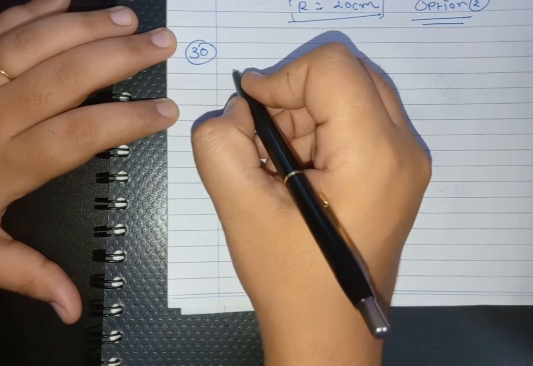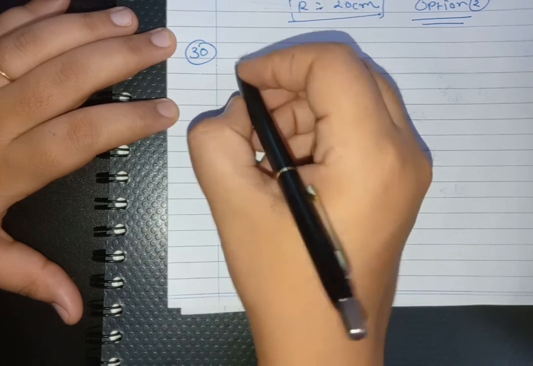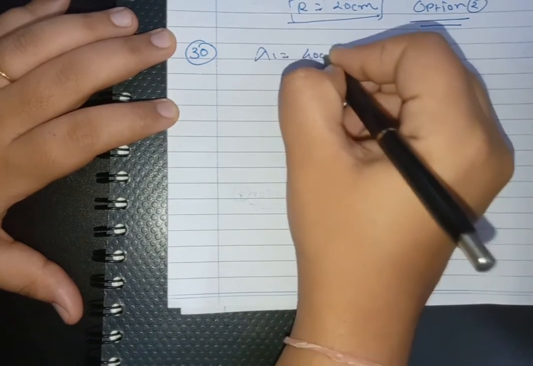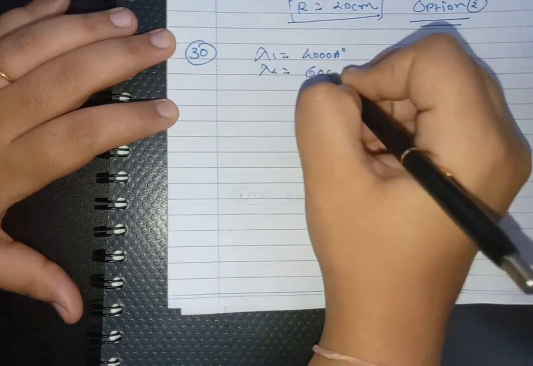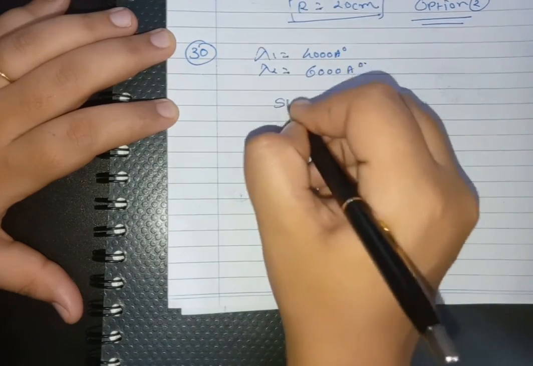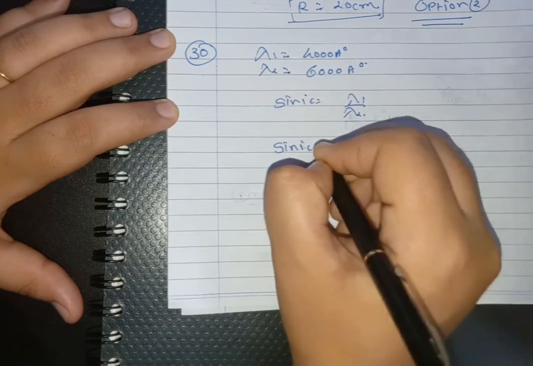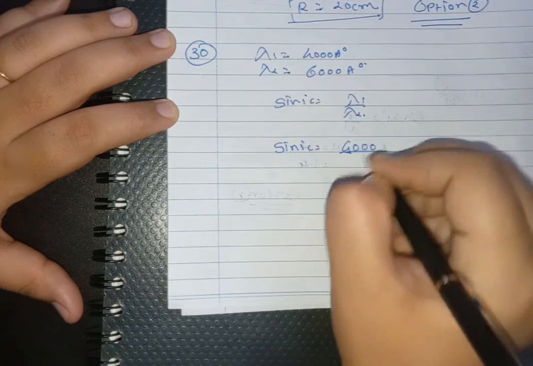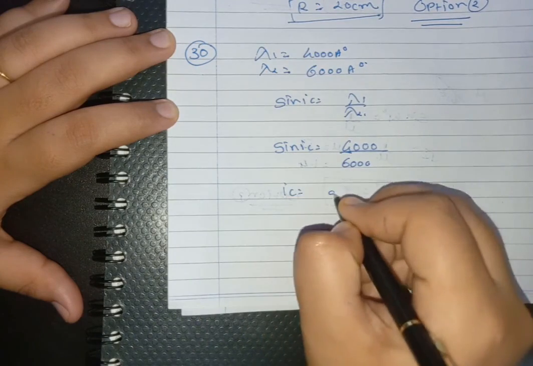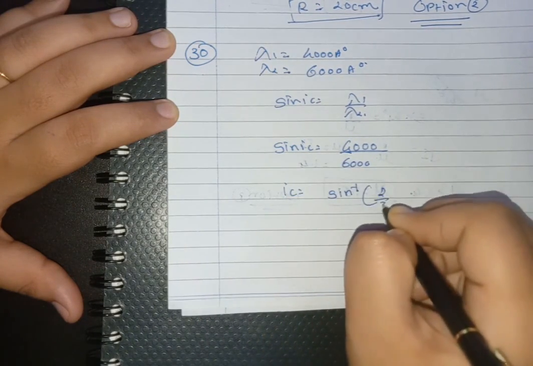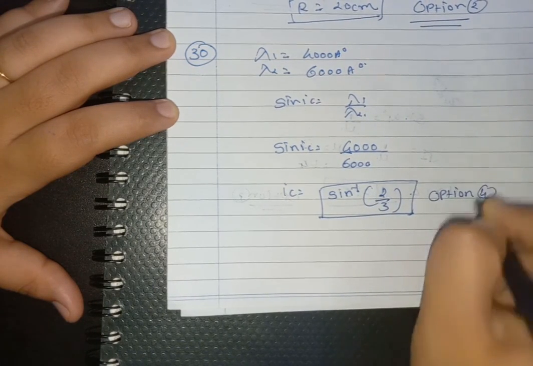In question number 30, we want to find the critical angle for the light going from a medium in which wavelength is 4000 angstrom to the other medium in which wavelength is 6000 angstrom. Sin IC will be lambda 1 by lambda 2. So sin IC will be 4000 angstrom divided by 6000 angstrom. So IC will be equal to sin inverse 2 by 3. So option 4 is correct option.